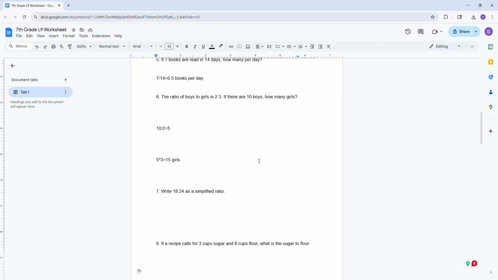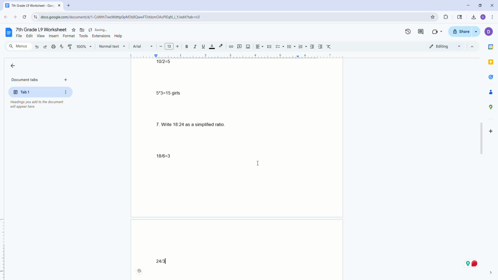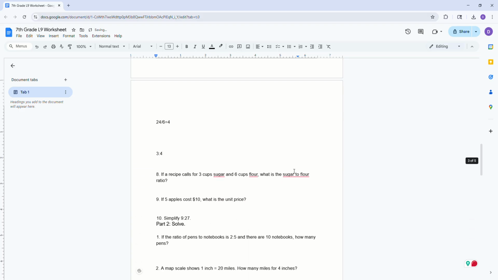Number 7 is asking us to write 18 and 24 as a simplified ratio. And again, we need to find the greatest common factor they have, and that would be 6. So 18 divided by 6 would be 3, and 24 divided by 6 would be 4. The simplified ratio would be 3 to 4.